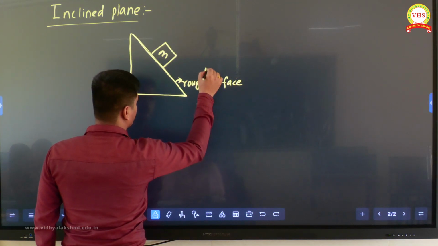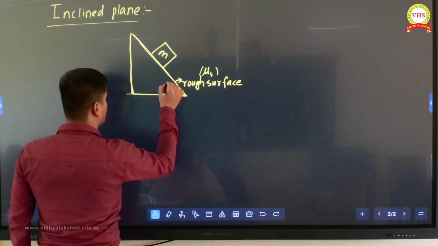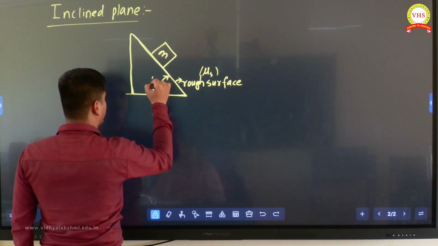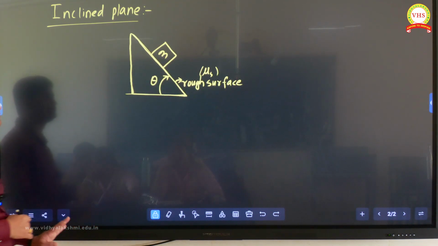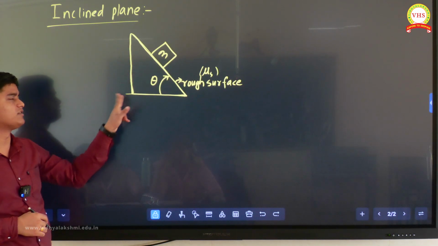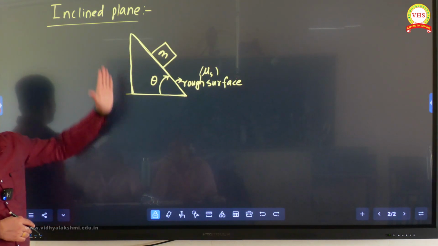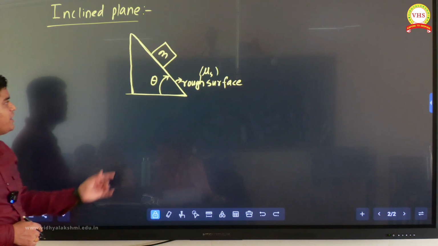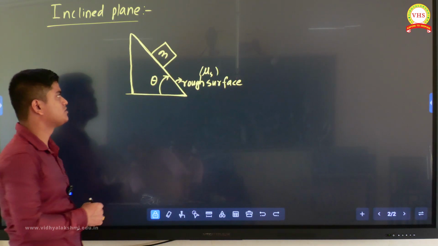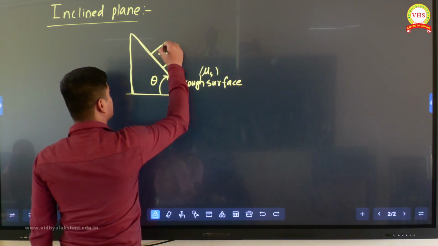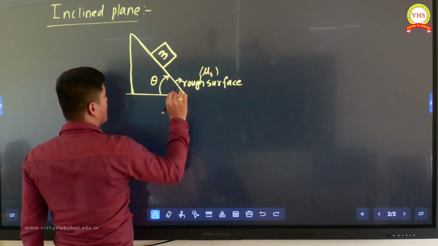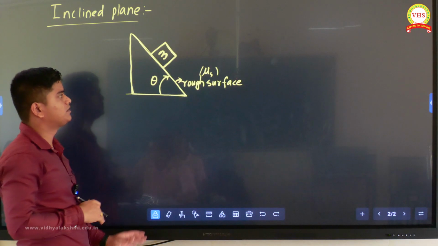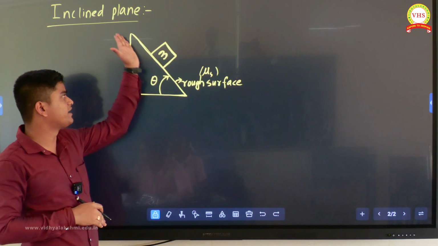It is a rough surface, so friction is there. And here the angle, let me take it as theta. Mass M is there, angle theta. You can also take the height h of the inclined plane. But remember, one mass is there on the rough inclined plane.